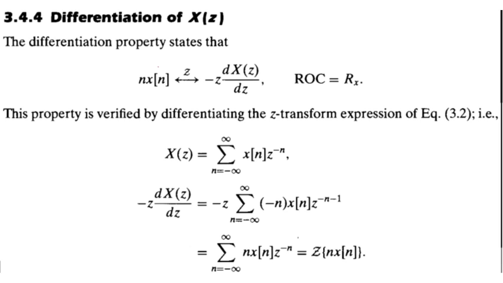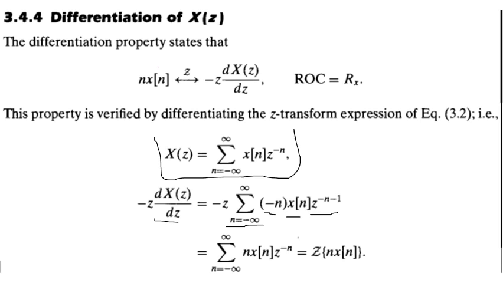Starting with the z transform formula, X(z) is equal to the summation from minus infinity to infinity of x[n] z raised to the power minus n. Now taking the derivative on both sides with respect to z: the power minus n comes down, x[n] remains as a constant, and z is raised to the power minus n minus 1.